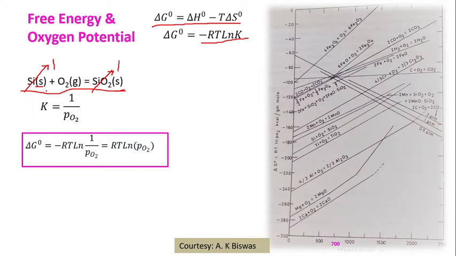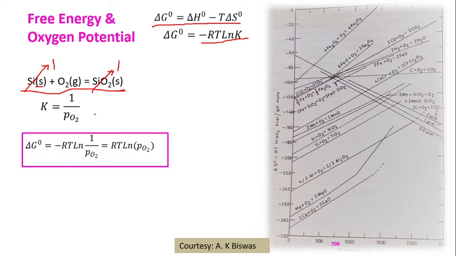So we can say that at any temperature there is a definite oxygen pressure with which silicon and SiO2 are in equilibrium. This is called the oxygen dissociation pressure, and it increases with temperature for all oxides of our interest. But it may change in the case of carbon monoxide, which decreases with increasing temperature. That will be dealt with later on.